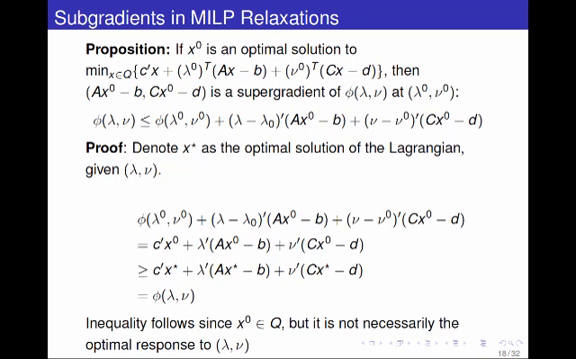And then this inequality here follows from the fact that x star is optimal for lambda, nu, but x0 not necessarily so. Okay, so if you give me lambda, nu, my optimal reaction is x star, and x0 is not necessarily my optimal reaction. So this is the way I get the supergradient inequality.